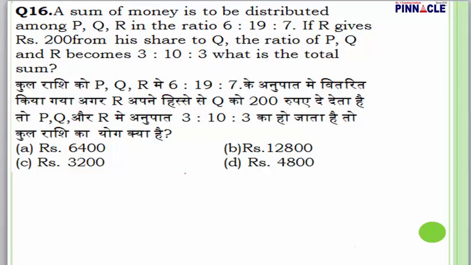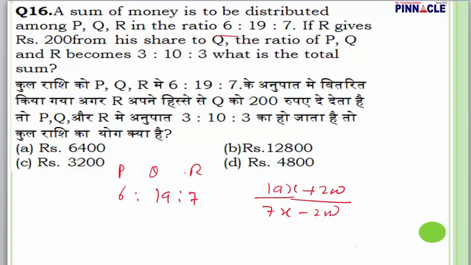Now in this question, P, Q and R are in the ratio 6, 19 and 7. You can say 6x, 19x and 7x. Now if R gives 200 rupees from its share to Q, the ratio of P, Q and R would become 3, 10, 3. You can write here 19x plus 200 divided by 7x minus 200, because R is giving and Q is getting 200 rupees, which will make the Q and R ratio 10:3. Now this is the equation according to the statement which is given.